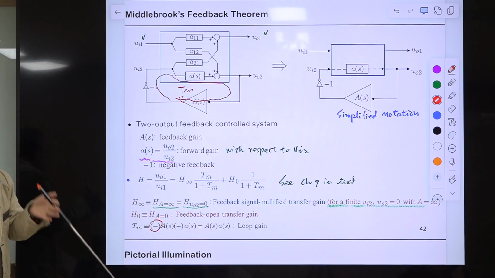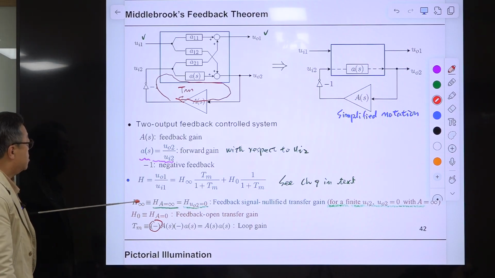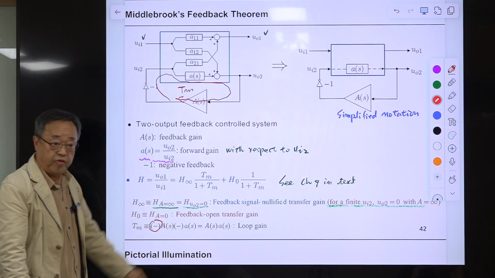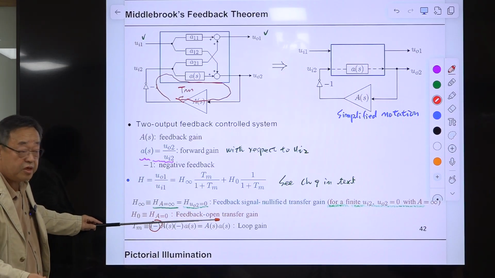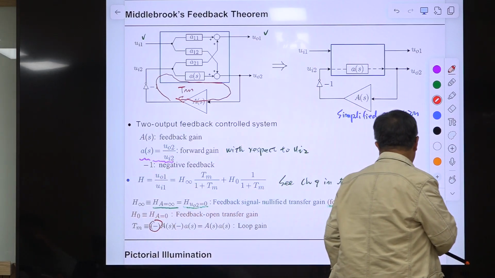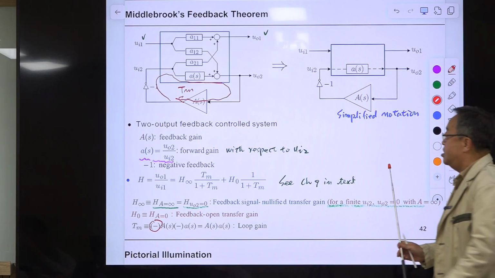Okay, for the DC regulation, we are using the similar condition. So this H infinity is called the feedback signal nullified transfer gain. Okay, this is the easiest one to evaluate actually. Because for the finite UI2 with A of infinity, then this input should be 0. Okay. Infinity times some number becomes a finite number. Some number is 0. The only number is 0. So you have this.